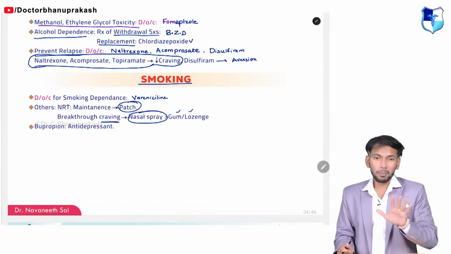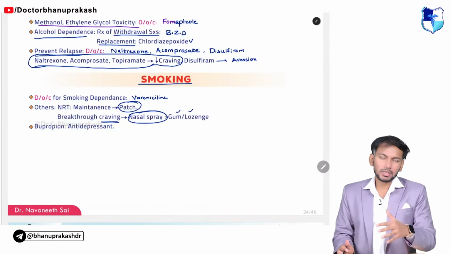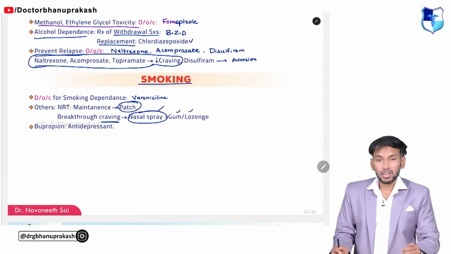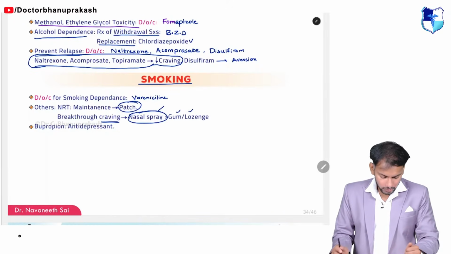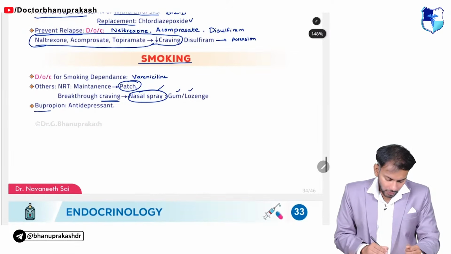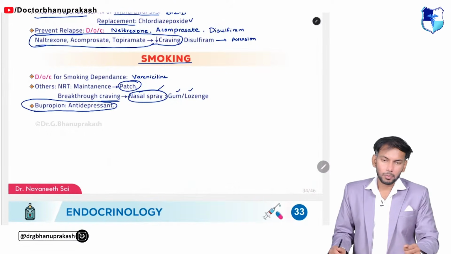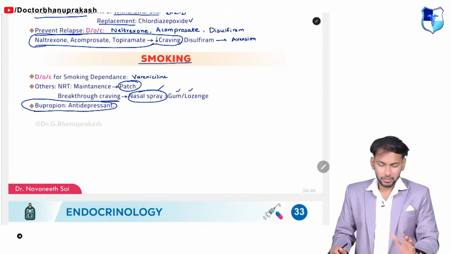Nasal spray. So you give a patch. If there is some problem, he is not able to resist it, you can ask him to take a nasal spray. If that is not available, nicotine gum or lozenges. Now, there is one more antidepressant that can be used in smoking dependence, that is bupropion. So that's all about the CNS.